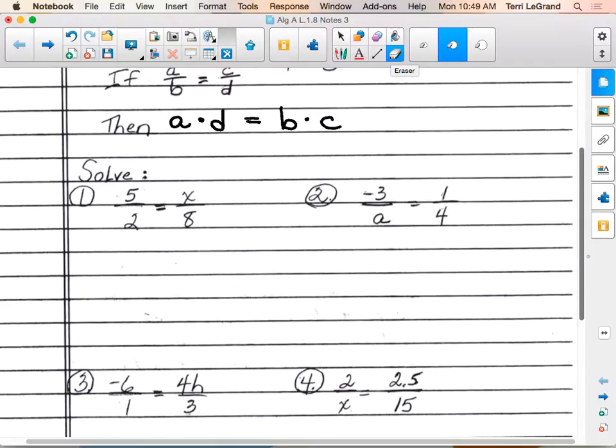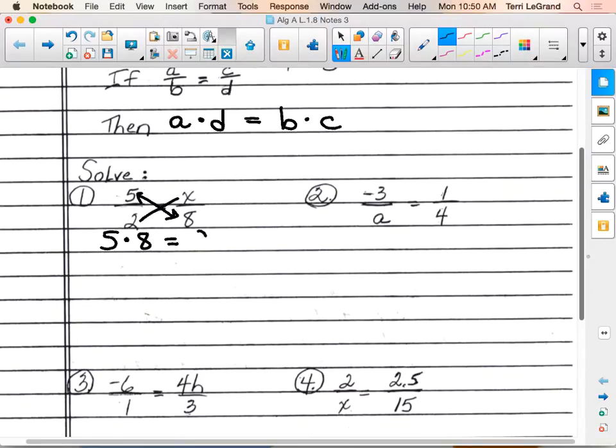So no way, okay, then let's use the cross products. If we can't figure it out without, then we'll use our cross products. In the cross products, you're going to take that numerator, that 5, and multiply it times that other, this is what they mean by cross. They're diagonally across from each other. So 5 is going to get multiplied times the 8. That should be the same as 2 times the x. That will help us solve for what x should be.